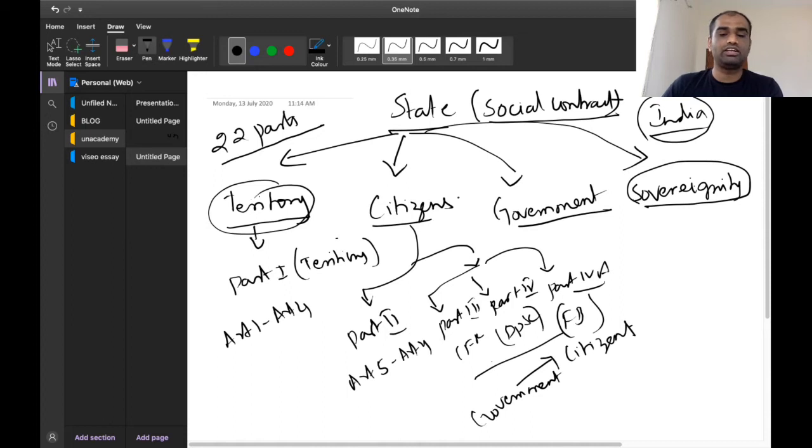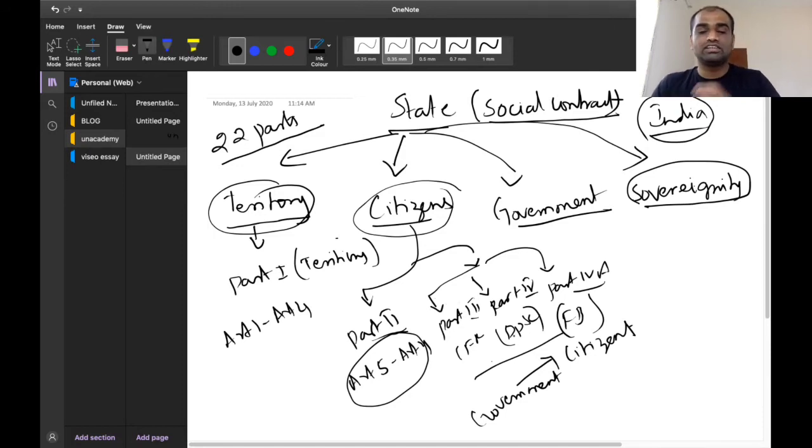The first part talks about territory. The next parts talk about citizens. In these 4 parts, Part 2 deals with defining who can be termed as citizens. The next 3 parts deal with the relationship between government as well as citizens. Clear? Fundamental rights talk about the privileges that the government has given citizens, like right to freedom of speech and expression, right to life. These are privileges the citizens in a particular state can enjoy. DPSP talks about the obligations of a particular state towards citizens of India. And fundamental duties talk about the obligations of people towards the government of India, the state of India.